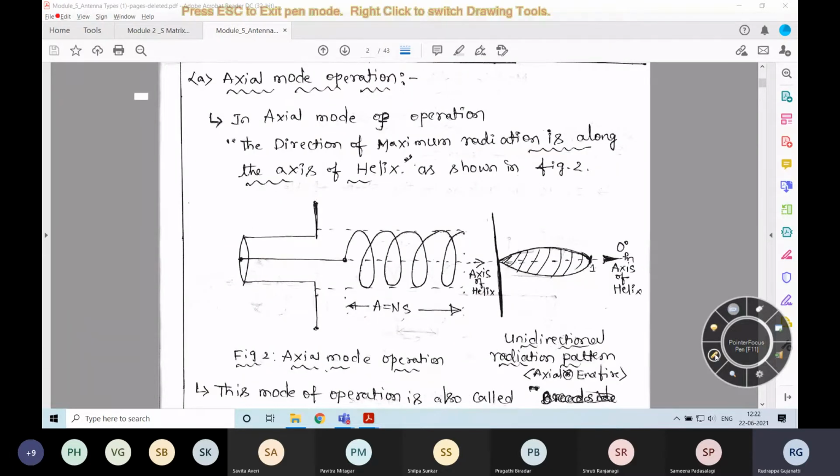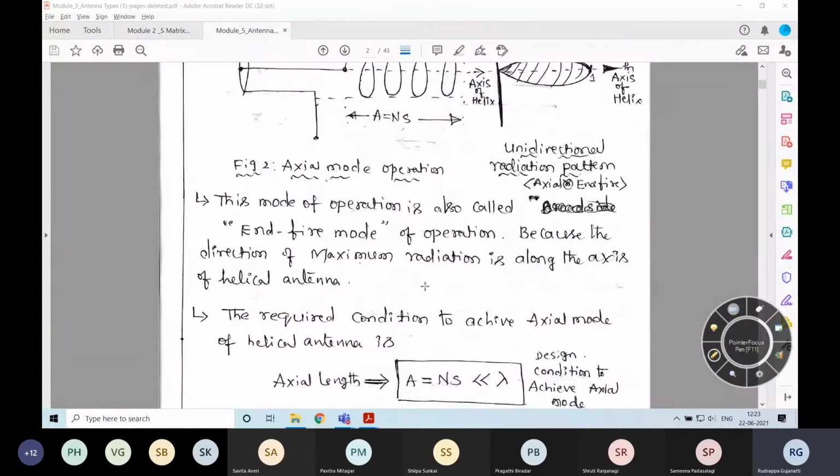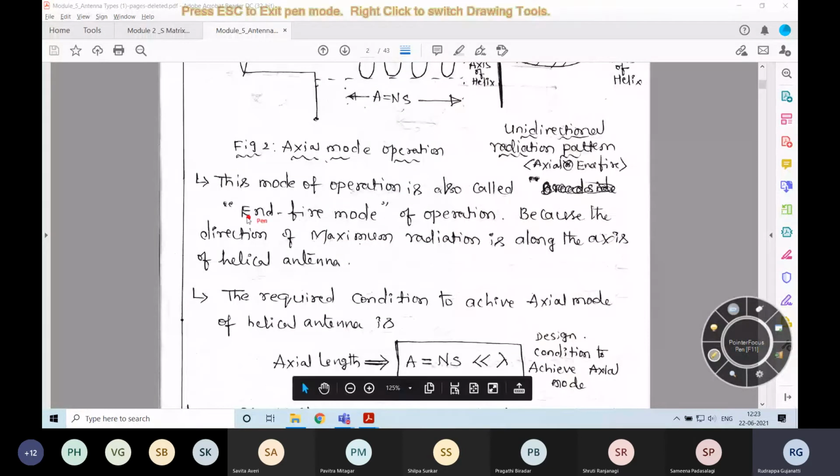So because of this, in axial mode of operation, we get the end fire array condition. So it acts as an end fire array. These are the array elements, what we can specify. So it acts as an end fire element. Therefore, we have the term end fire mode of operation.